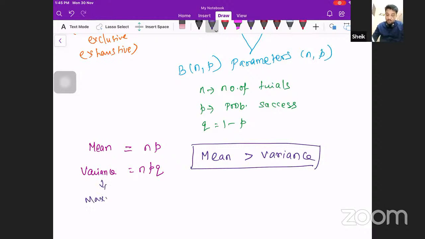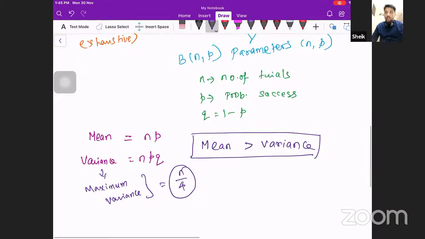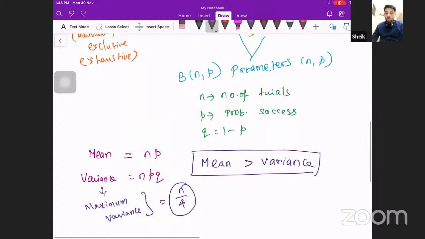The maximum variance of a binomial distribution is equal to n by 4. What is the maximum variance of a binomial distribution? n by 4.